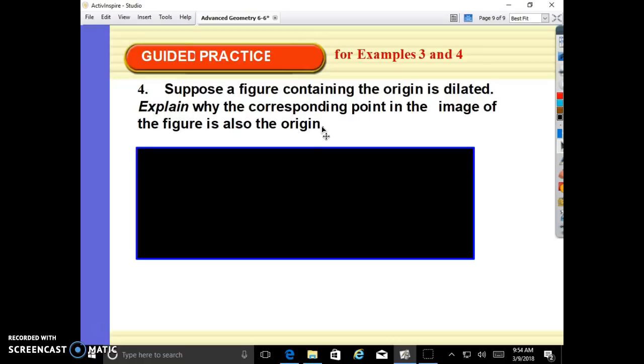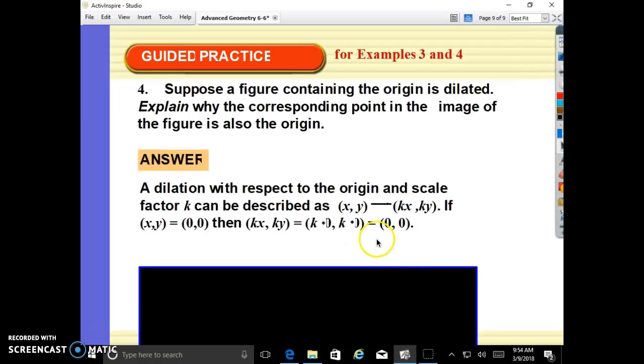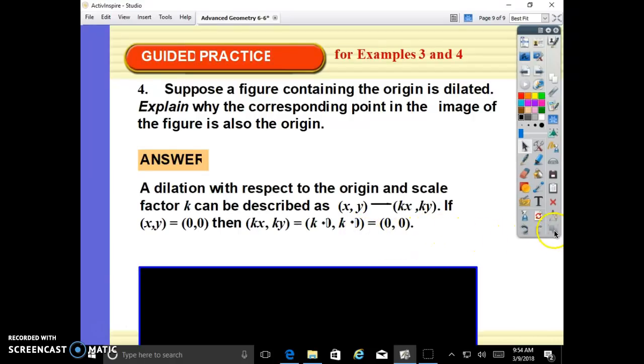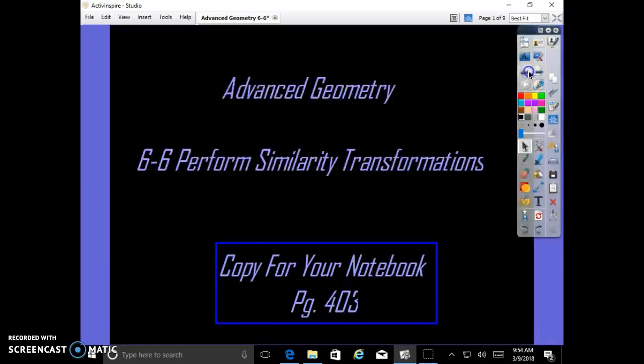Well, think about it in this one. If your scale factor is 3, 0 times 3 is 0, 0 times 3 is 0, it's still 0, 0. 0 times 1/2, 0. 0 times anything is 0. So your origin will always remain your origin. When you multiply it by anything, it'll still stay 0, 0. So that point will be a shared common point. And that was our entire lesson.